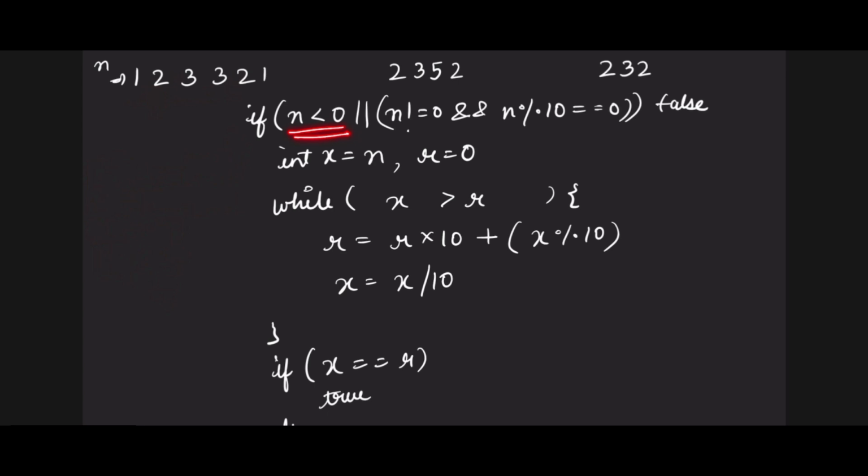So now if you see here, if we check for this, initially our n is not less than 0, right? And our n is not equal to 0. And n modulo 10 is also not equal to 0. So this condition will be false. So it will come here.